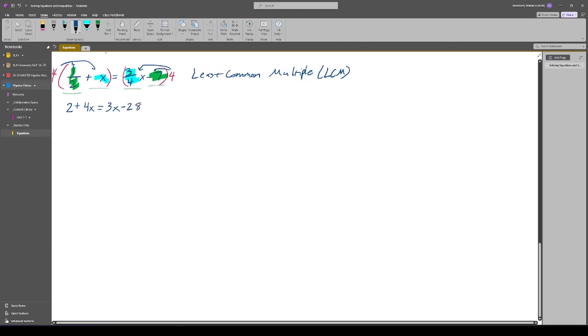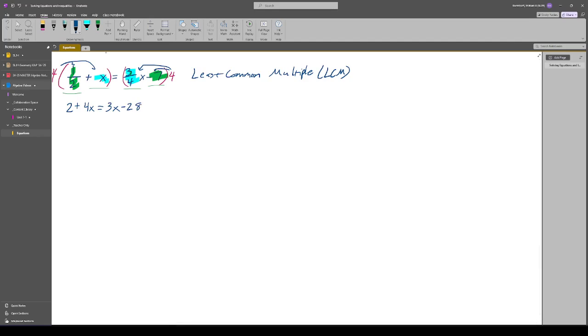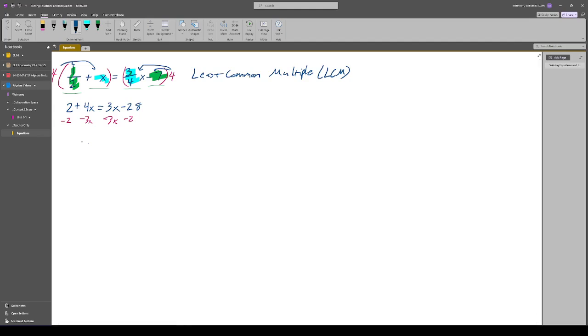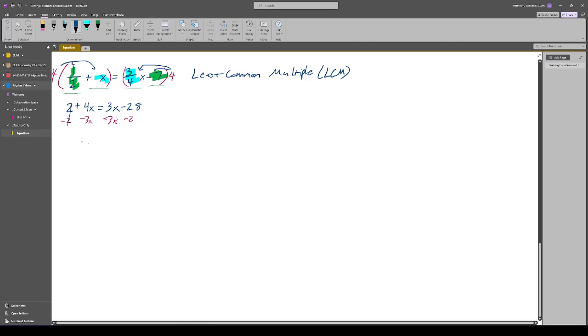So now there's no fractions, and this becomes a much simpler problem where we're just moving terms around using our opposite operations. So now I would do -3x. Since I brought my x's to this side, I also need to do -2 to get rid of this 2 that's on my x side. I can do that in the same step like this, or in two separate steps like we've done in the last two problems. 2 minus 2 cancels. 4x minus 3x is 1x. 3x minus 3x cancels. -28 minus 2 is -30.